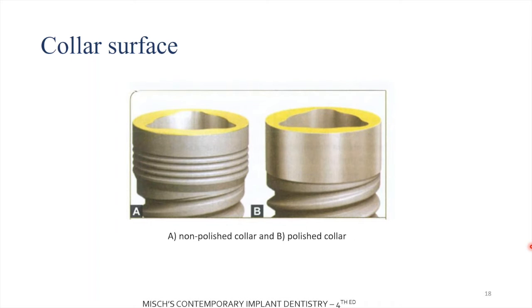Collar surface. The crestal module may have either a smooth or polished collar or a rough or non-polished collar. The earlier concept was to have a smooth collar so that cleaning and maintenance were easy. However, smooth collars produce greater shear force due to low surface area. This led to frequent marginal bone loss. And therefore, rough surface crestal modules have become more common.